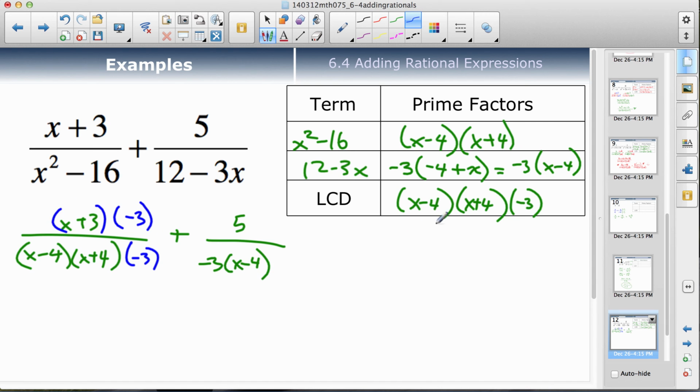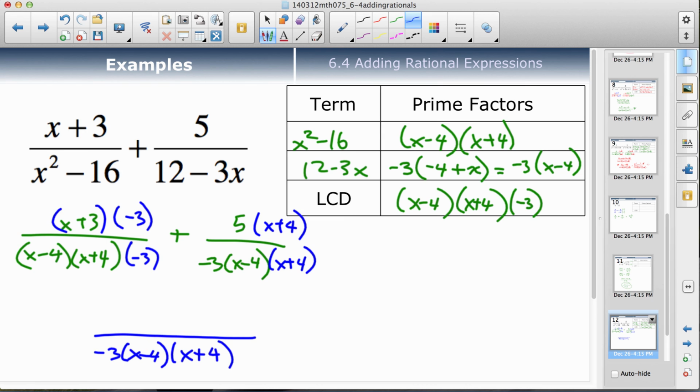Okay, this one, how is it different than this one? Looks like this one doesn't have an x plus 4. So I need to put one there, and of course one up top. Now I've got a common denominator. I can write the whole thing over the one denominator. So minus 3, x minus 4, x plus 4.